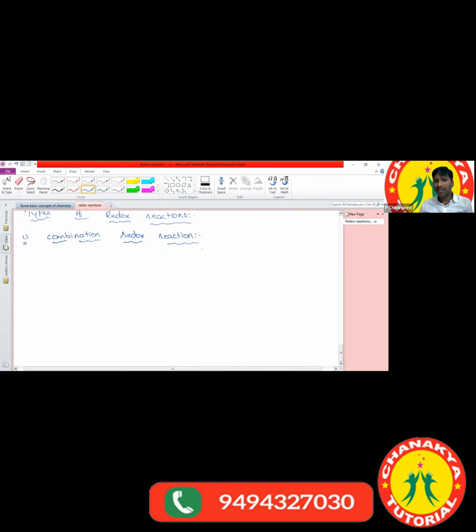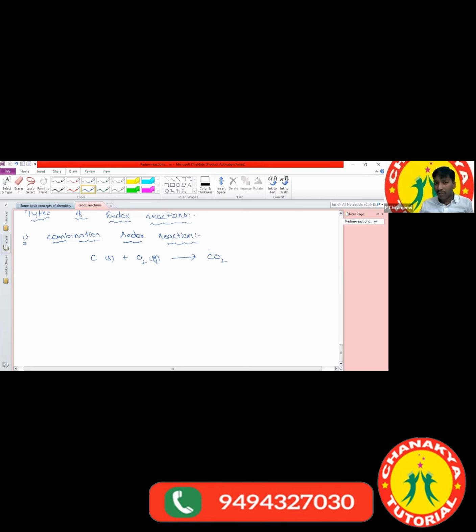Sir, what is the best example for that? Let us see a simple example. We take carbon. Carbon exists in solid form and it reacts with oxygen. Oxygen is also a gas and exists in elemental form as O2. When carbon reacts with oxygen, it forms carbon dioxide.